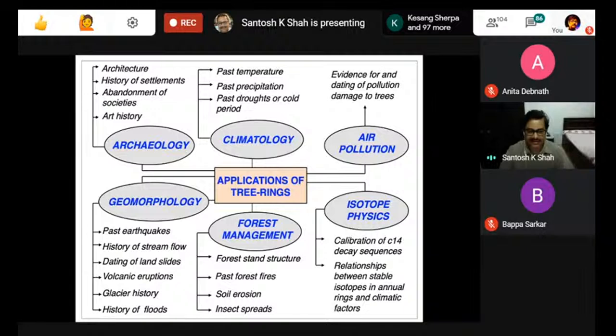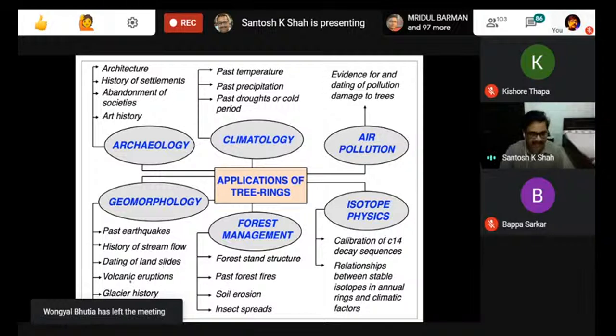Tree-ring research has wide application. We can reconstruct temperature, precipitation, drought. Even it has application in forestry management. We can study past earthquakes, history of stream flow, landslide events, volcanic eruptions, glacial history. There are wide applications.